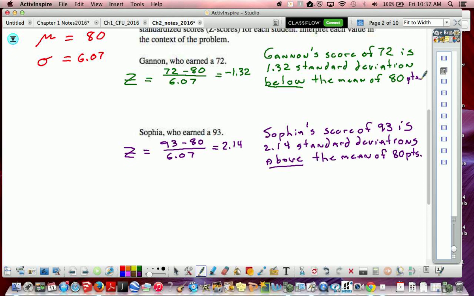So knowing how to calculate a z-score and knowing what it represents is going to be very important in Chapter 2. We will be doing lots of z-scores, because later on we'll be using z-scores to help us calculate certain types of percentiles, proportions, and percents. All right, that ends your notes for 2.1.